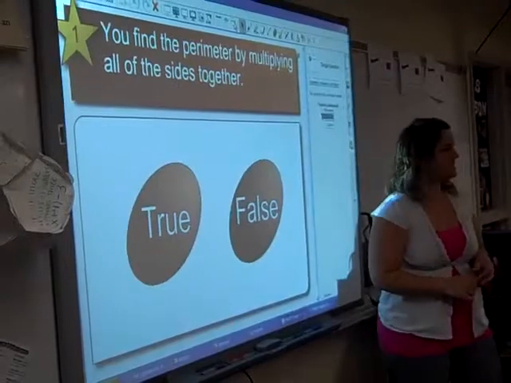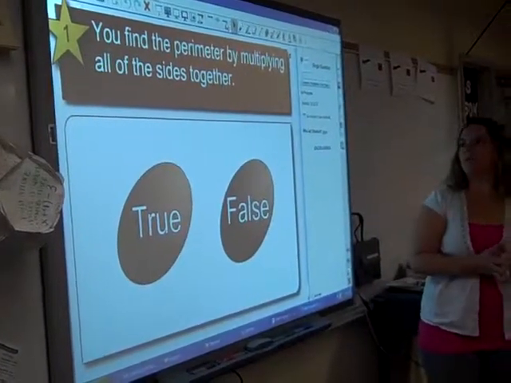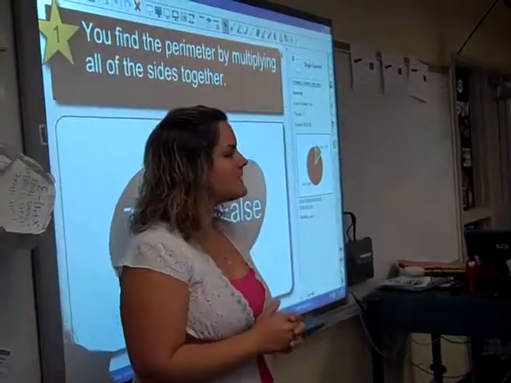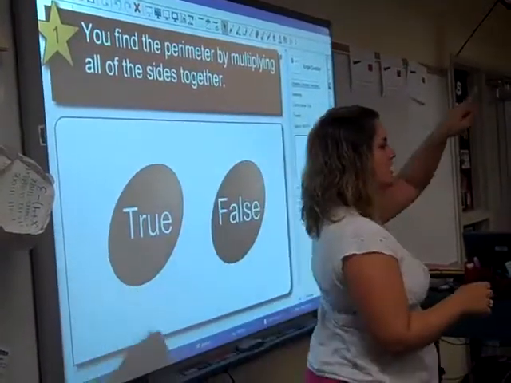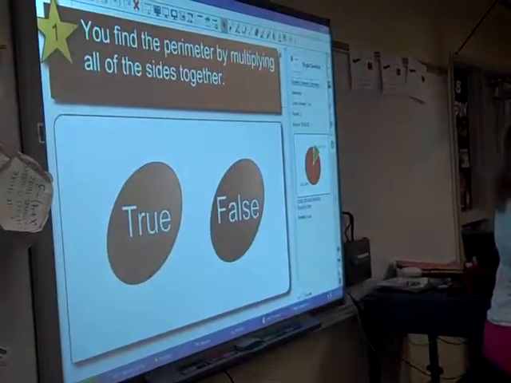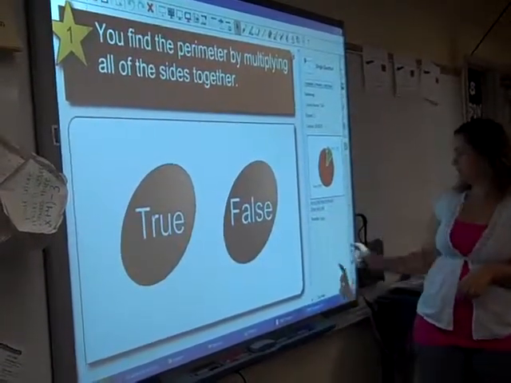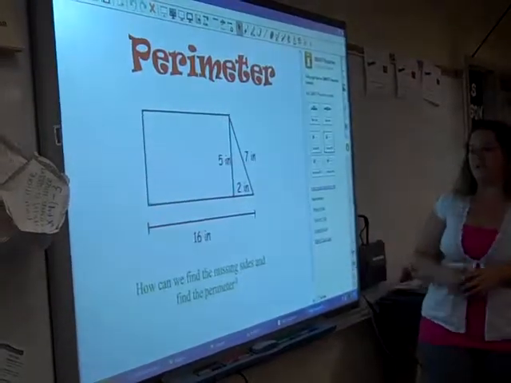True or false? To find the perimeter, we multiply all of the sides together. Do we multiply or do we add? We add. So the answer would be false. We do not multiply, we add.